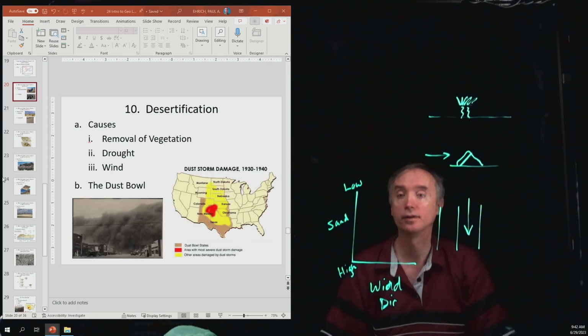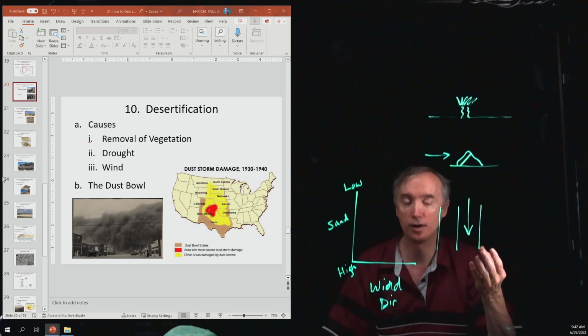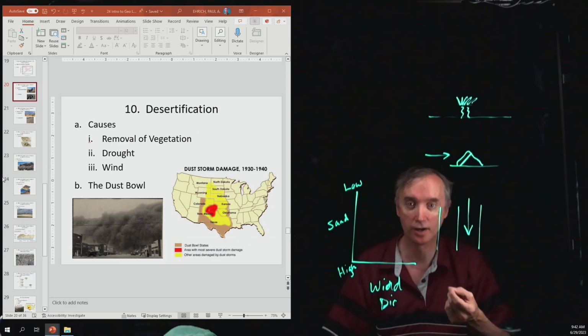Okay, and then let's finish off by talking about desertification. So the process by which an area turns into a desert. So that would mean it's not a temperature thing, it's a moisture thing. So why would an area start to become more and more dry?